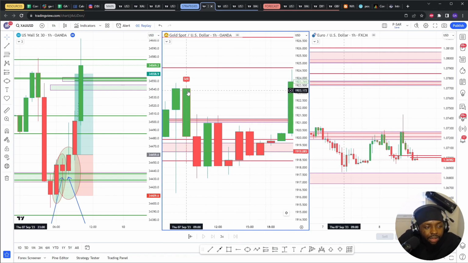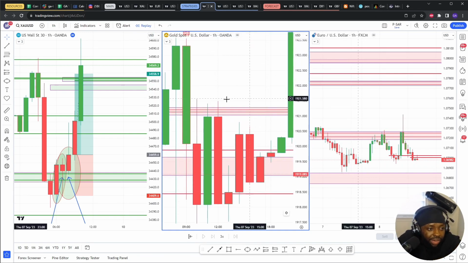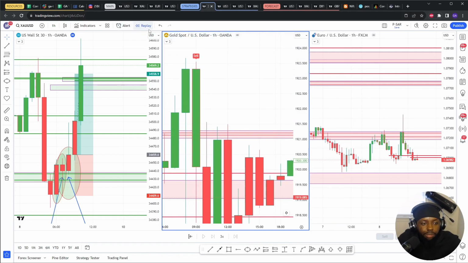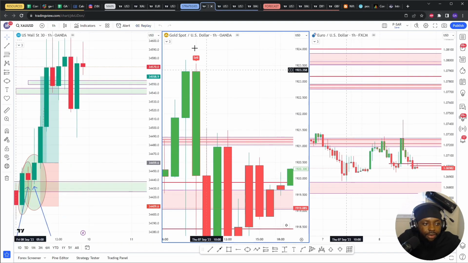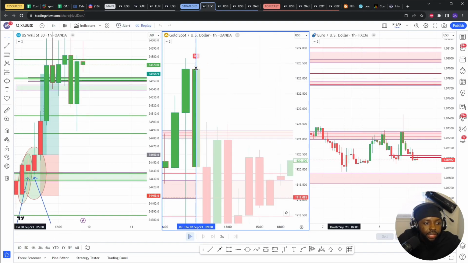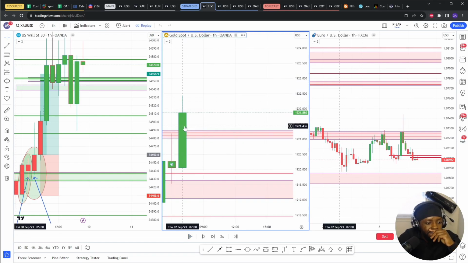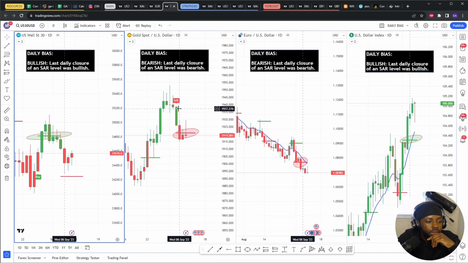Now here, for the sell, again, I'm not looking for the signals. I don't trade with the signals, so just ignore the signals for now. Here we have a double SAR. Keep in mind, the double SAR is below where price was. Let me replay this for you again. So right here, what was my bias on Thursday, September 7th for gold? It was sell bias. Okay, perfect.